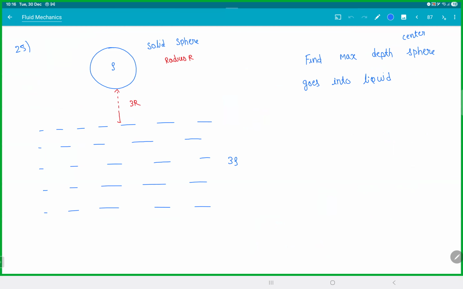How to handle this? Now here, integration is a bad idea because as you enter, the area of cross section will keep changing. It becomes a mess. Think for a minute, then I'll tell you what was the idea there.